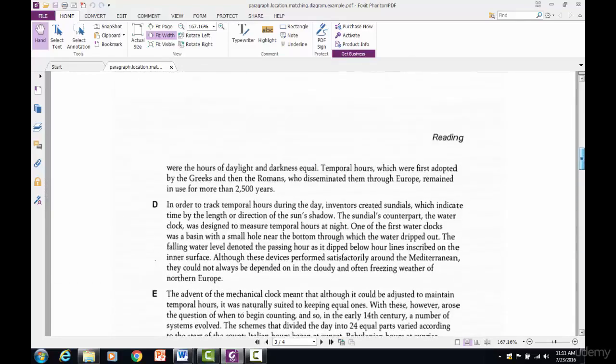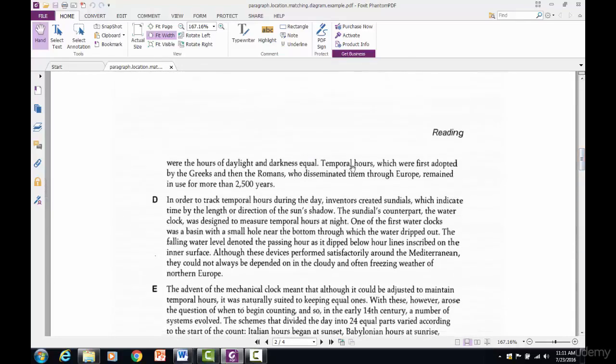We already saw all the ones. Let's see. Temporal hours, which were, here's Greeks right here, everyone. Here's Greeks. Temporal hours, which were first adopted by the Greeks and then the Romans, who disseminated them through Europe, remained in use for more than 2,500 years.